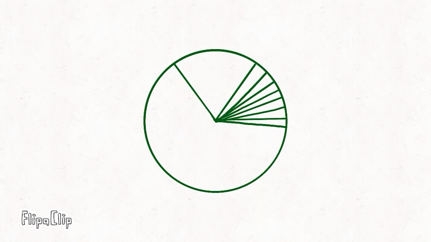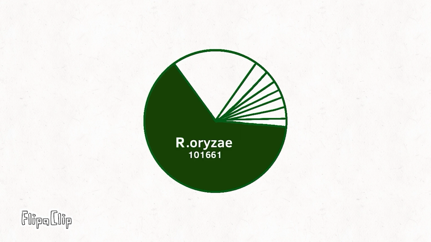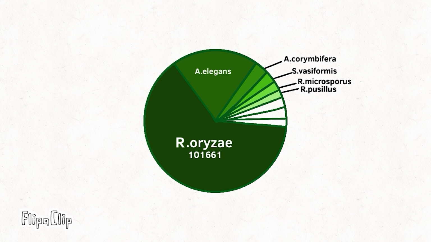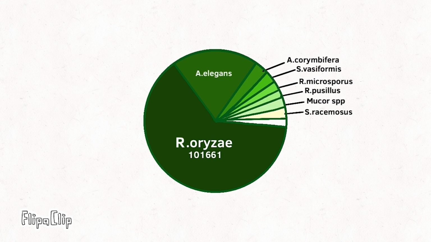The given pie chart depicts the incidence of various fungi causing mucormycosis, of which Rhizopus oryzae is the most common form, followed by Apophysomyces elegans, Lichtheimia corymbifera, Saksenaea vasiformis, Rhizopus microsporus, Rhizomucor pusillus, Mucor racemosus, and Syncephalastrum racemosum.